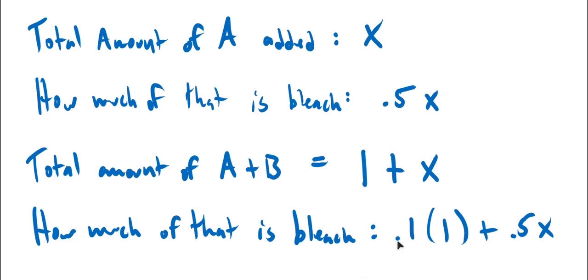But how much of that is bleach? So of that 1 liter, only 10% of it is bleach. So 0.1 times 1, that's 0.1 of it is bleach originally. And then we're adding 0.5, or half the amount of the volume added, is going to be bleach. Now, we've just found an expression, these are two equations, for the total amount of something and the amount of that is bleach.